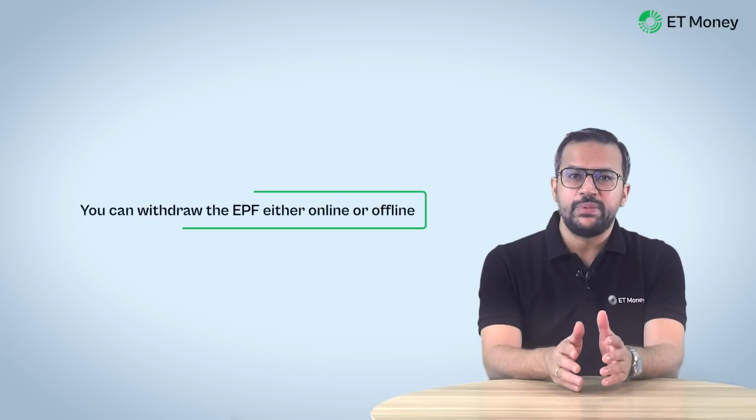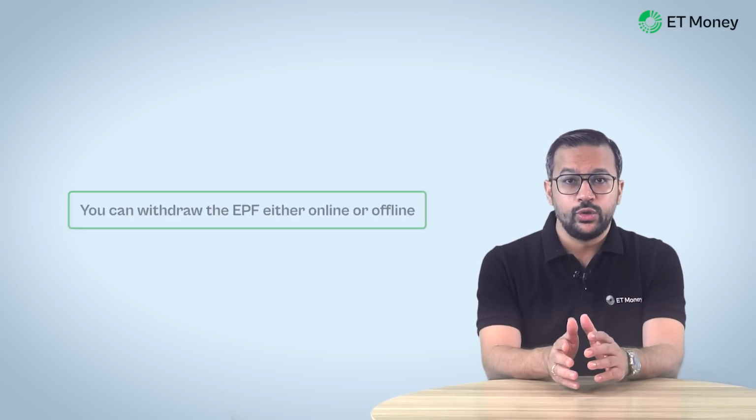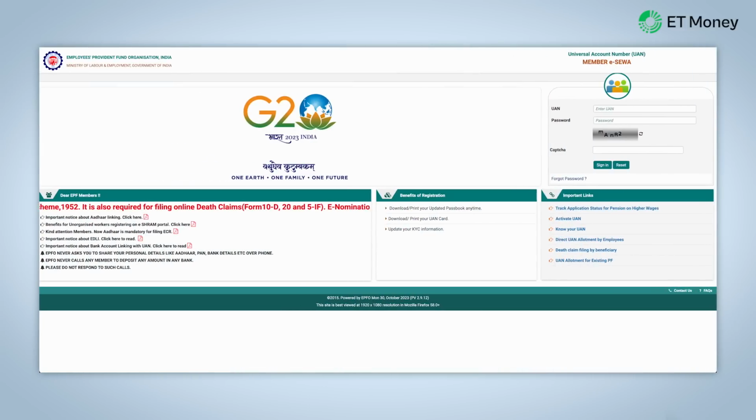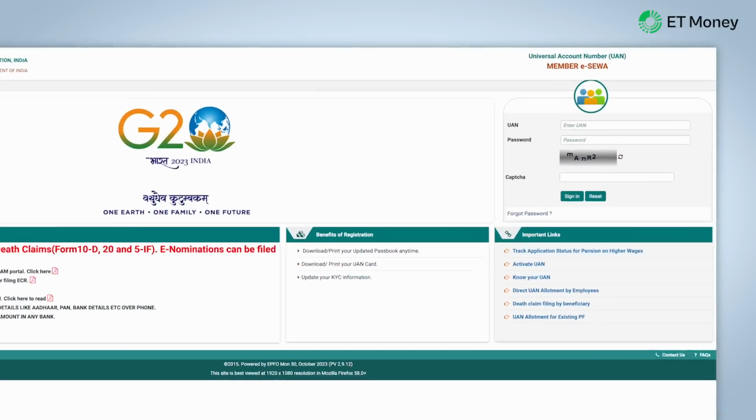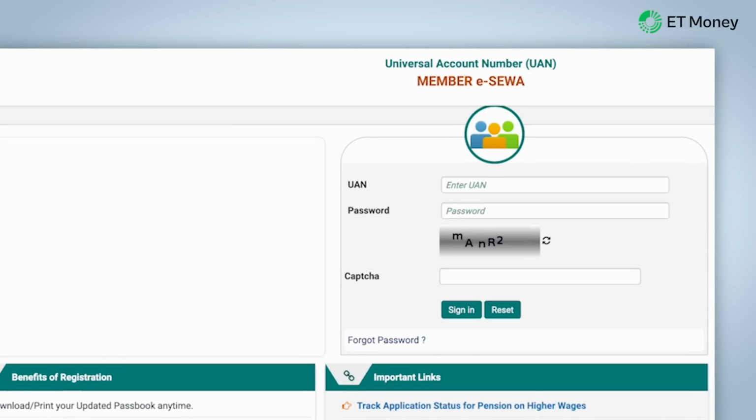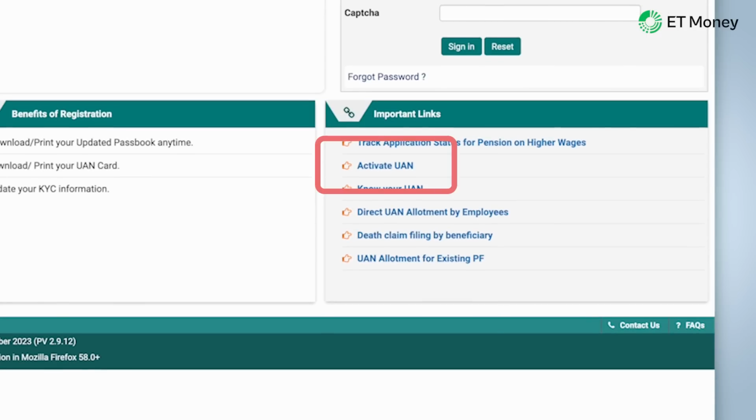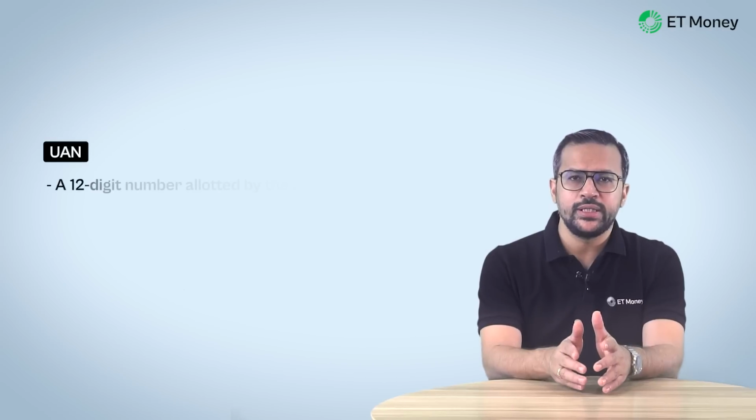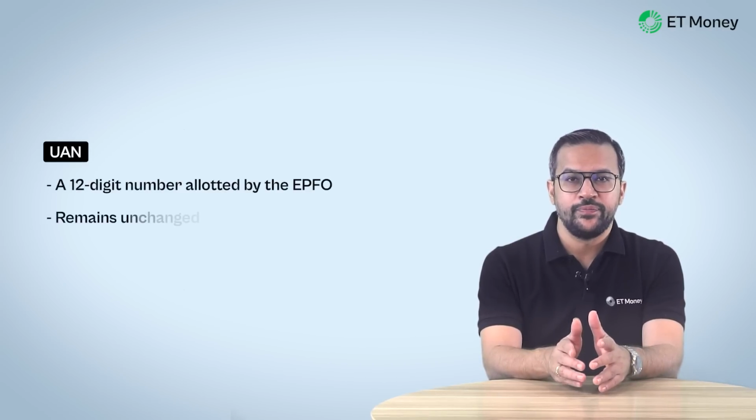You can withdraw the EPF either online or offline. To withdraw your EPF online, you can log into EPFO's unified portal. You must have your UAN or universal account number. You can first activate it on the same portal if it's not activated. The UAN is a 12-digit number allotted by the EPFO to the employees contributing to the EPF. It remains unchanged throughout the life of the employee.